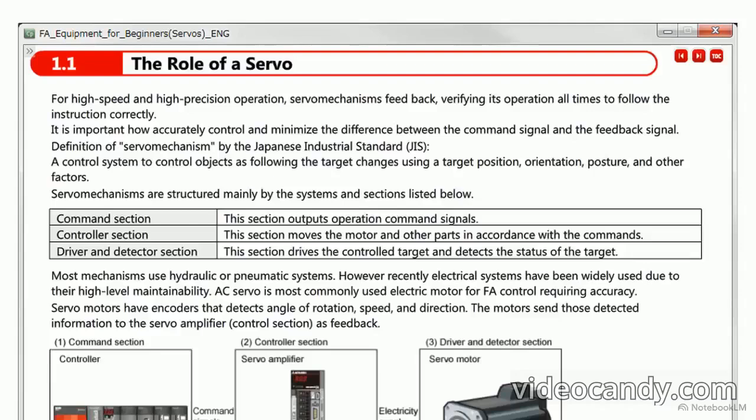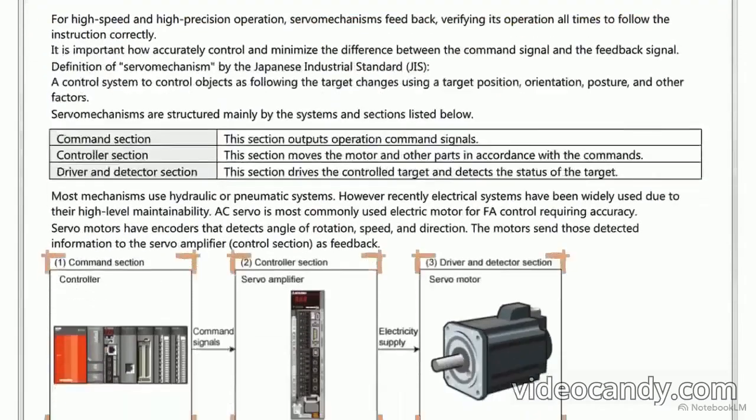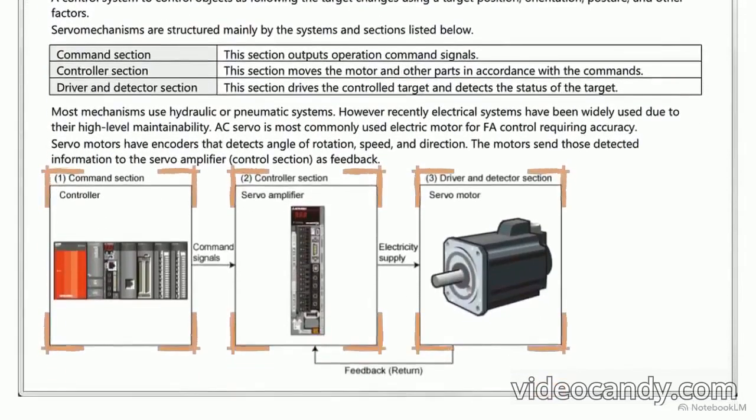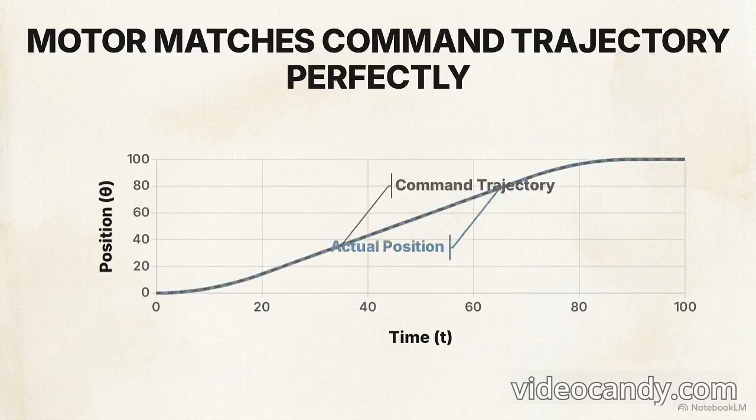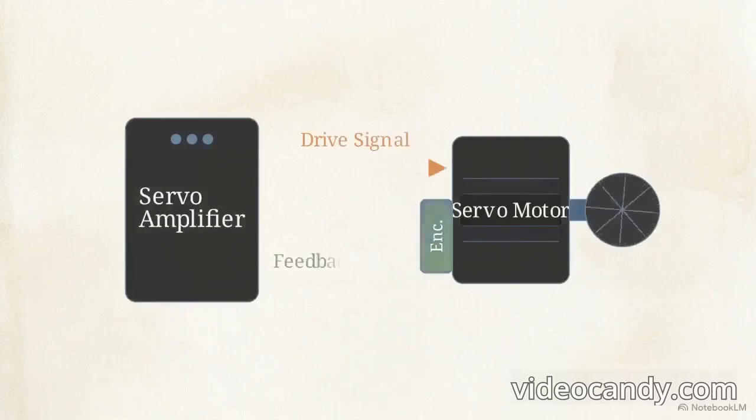Analyzing industrial automation requires an understanding of the specific hardware used in precise motion. A standard servo mechanism consists of three distinct blocks: the command controller, the servo amplifier, and the servo motor. The system's primary objective is to ensure the motor's actual position precisely follows a predefined command trajectory. Precision is achieved through a continuous feedback loop.